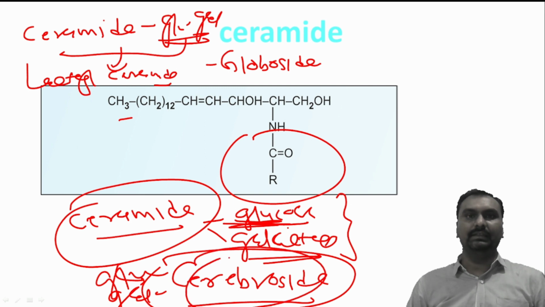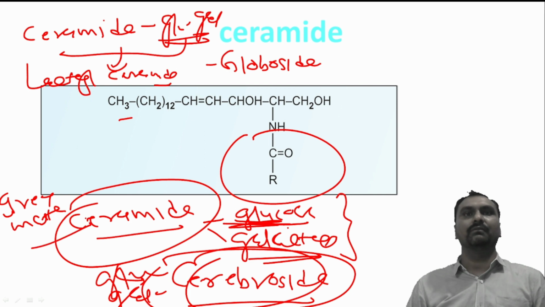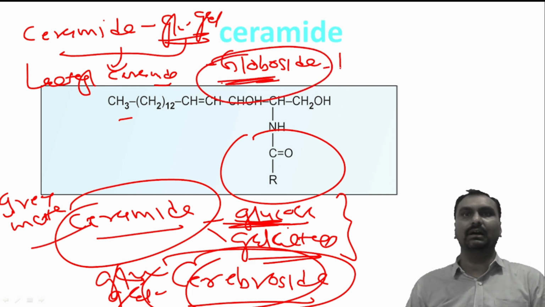This cerebroside is an important part of the gray matter of the brain, while this globoside is present in the RBC membrane.